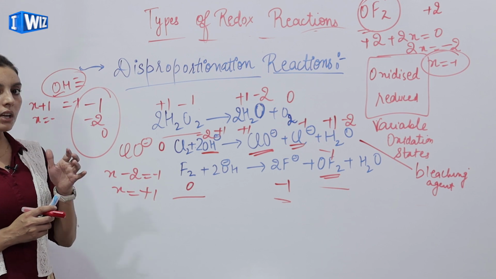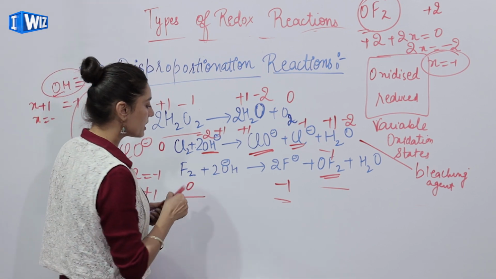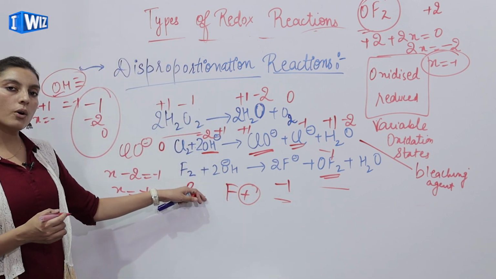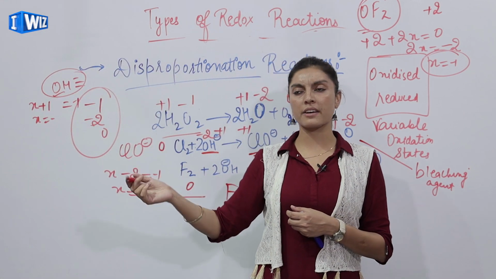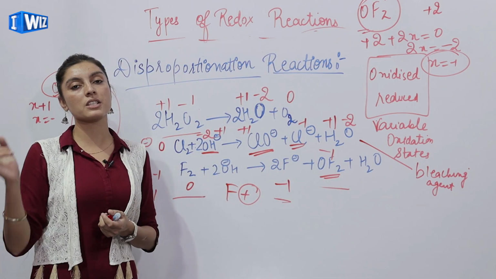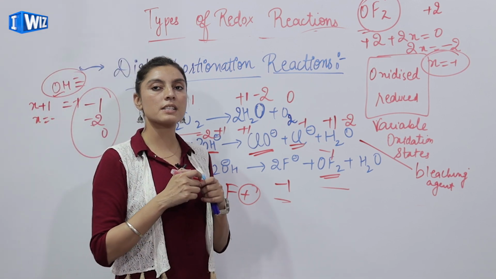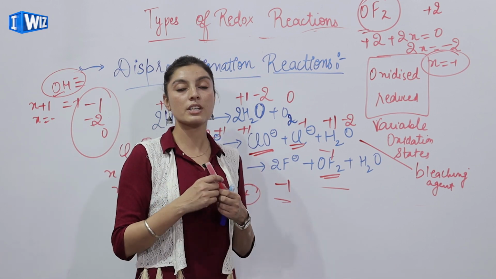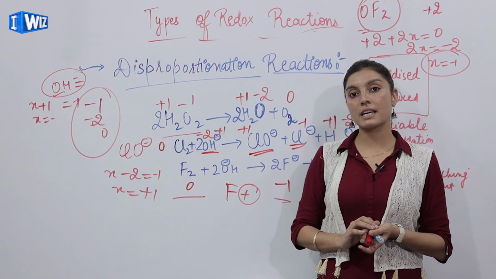Clear? In this particular reaction, fluorine is not converted into a plus state. It is the only non-metal which is not possible to convert to its +1 state. There is an exceptional case, but it's very difficult to convert fluorine to its +1 state. So since it's very difficult to convert this one, it is said to be the highest oxidizing agent. It is the non-metal which cannot be oxidized easily.